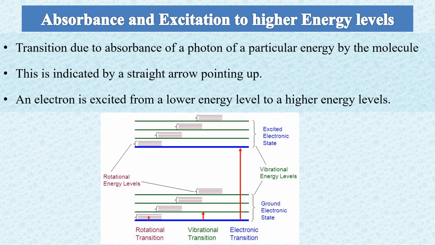When a molecule absorbs a photon of a particular energy, it shows a transition. This transition is shown by the straight arrows pointing upwards. An electron is excited from a lower energy level to a higher energy level. This bold line shows the electronic energy level. It is the ground state electronic energy level. It is the first excited state electronic energy level.